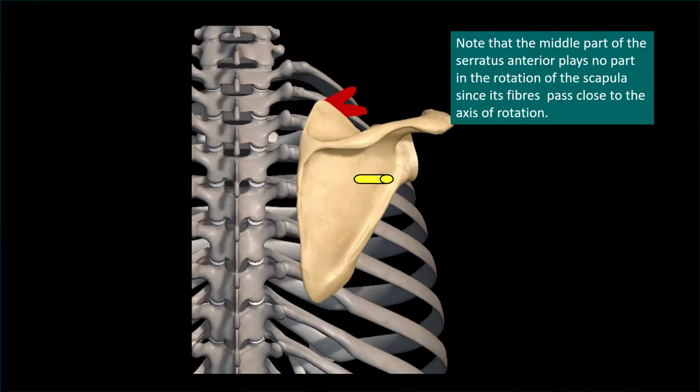Notice that the middle part of the serratus anterior plays no part in the rotation of the scapula since its fibers pass close to the axis of rotation.